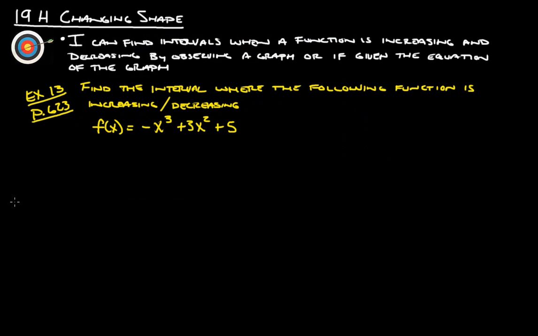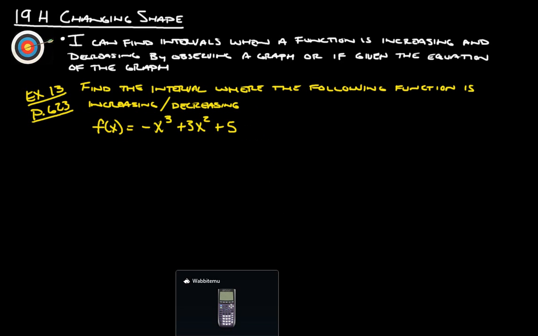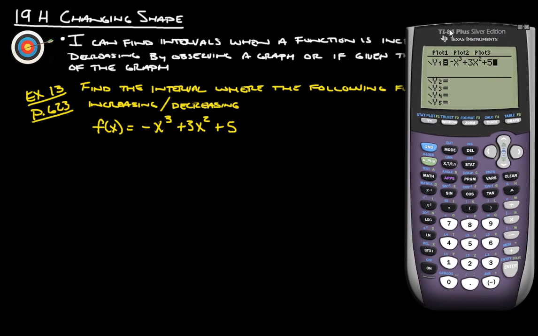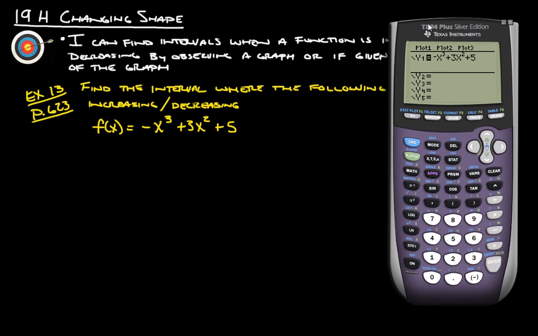Let's take a look at our second and last example for 19H. Find the interval where the following function is increasing and decreasing. So just like the previous one, except we don't have a graph. There are a couple ways you can do this. One, you can do it with a graphing calculator, or two, since we're in chapter 19, with derivatives. First I'll show you on the graphing calculator. Again, I don't really particularly care which way you do this. If you're taking the IB test, you can use the graphing calculator on this.